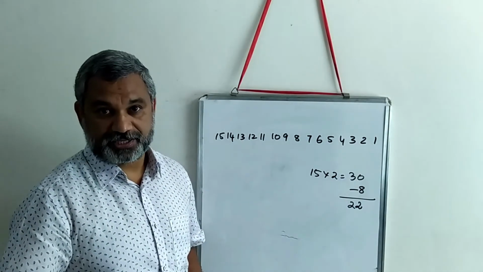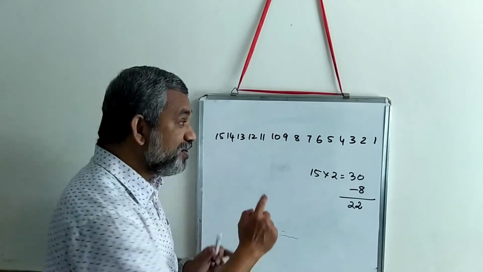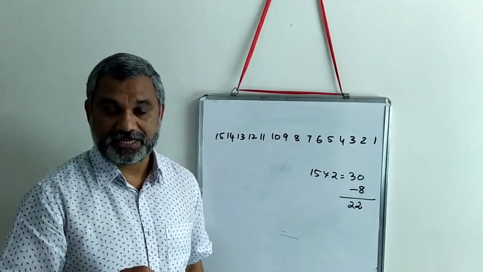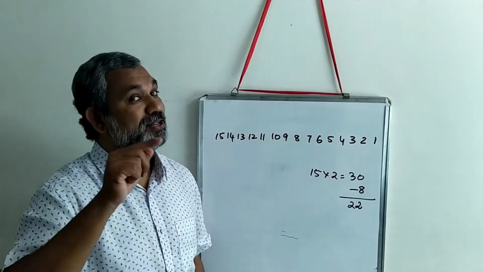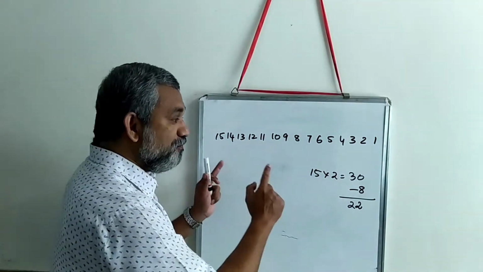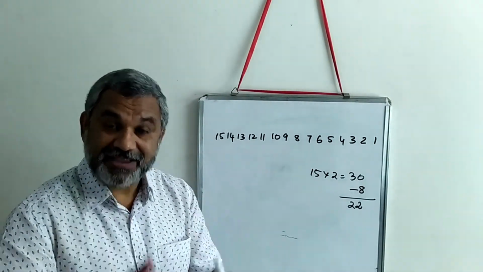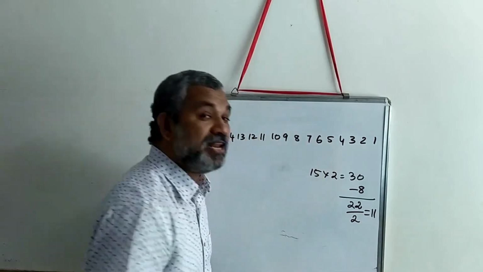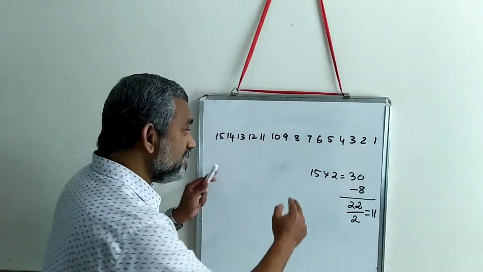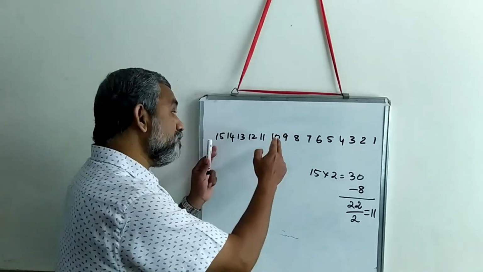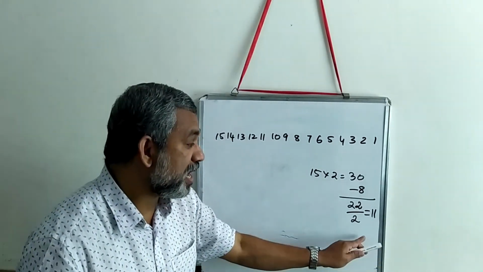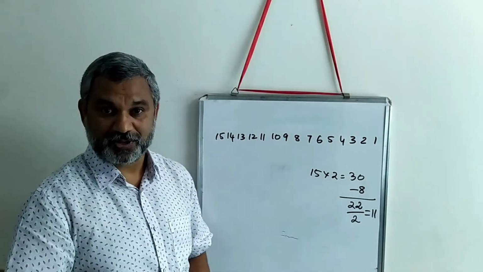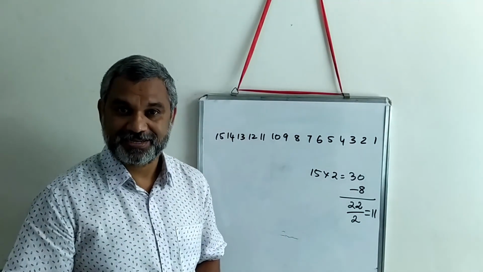We need to make one more correction. What is the correction? When we were counting the hydrogen bonds, we counted 2 per amino acid. That is one for the donor, another one for the acceptor. So we need to divide this total number of hydrogen bonds by 2. That will give you 11 hydrogen bonds. In other words, a helical structure which is made up of 15 amino acids will have 11 hydrogen bonds. This is how we calculate it.